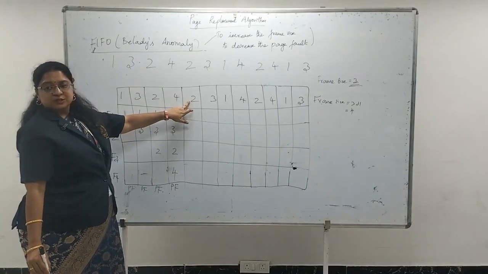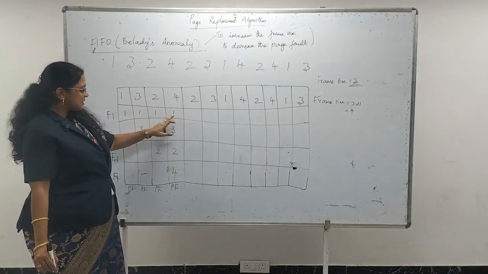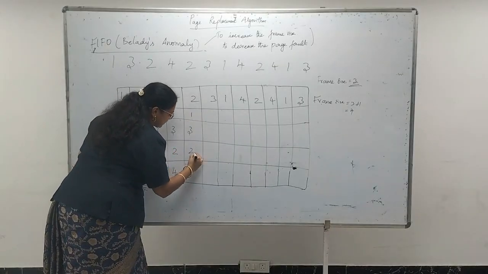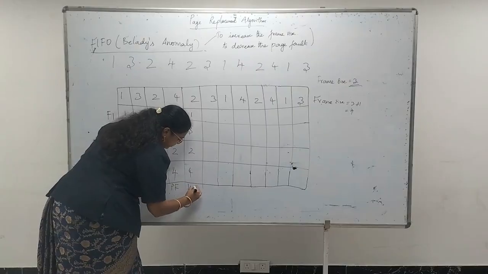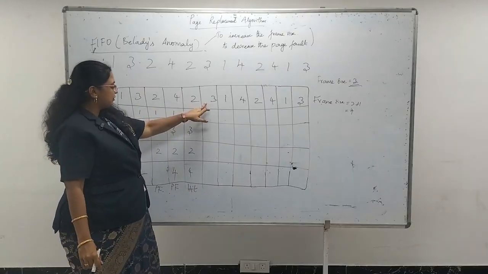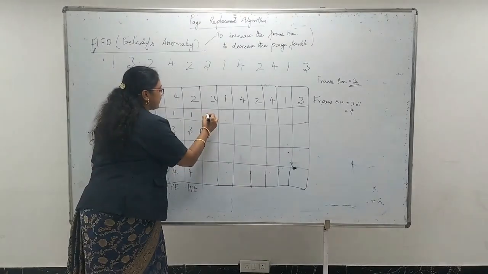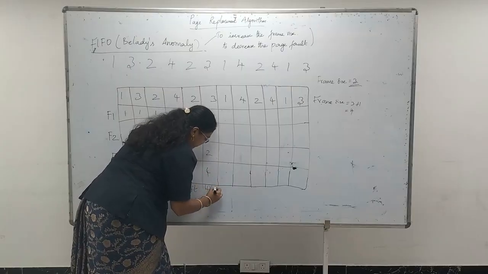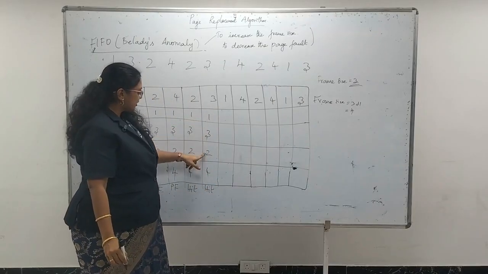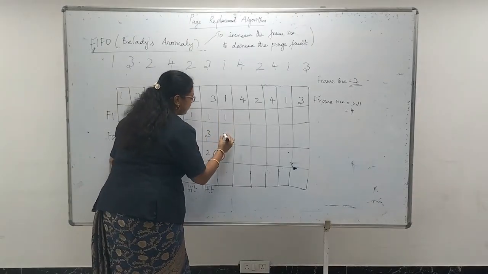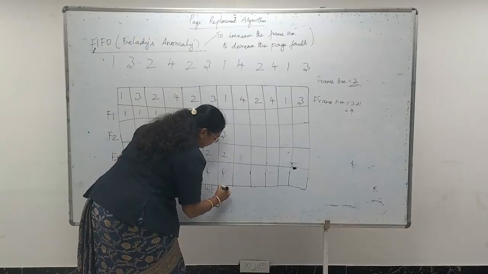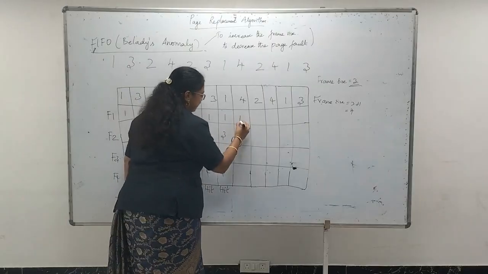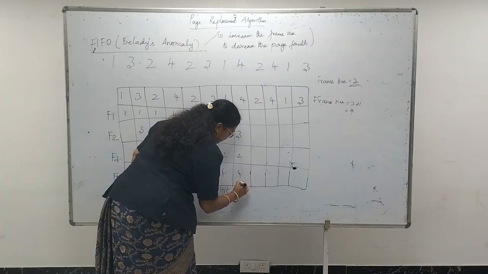Now we have to check whether 2 is present here or not. 2 is present here, so that is going to be a hit. Now for 3, 3 is already present, so that is also a hit. Next for 1, with 1, 3, 2, 4, 1 is also present here, so that is also a hit. Next 4, 4 is also present here, so that is also a hit.